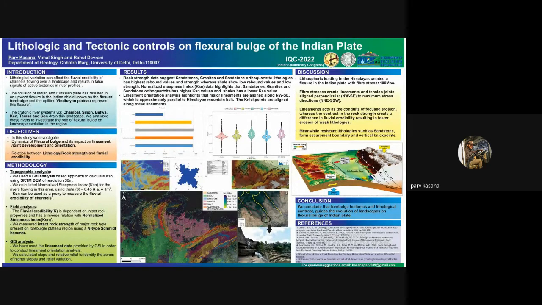Secondly, when we look at the steepness index along these lithologies, we find that the shales again show lesser steepness index values as compared to the other lithologies, which are the sandstones, granite, sandstone orthoquartzites, and the dolomitic limestone. Thirdly, if we look at the lineament orientation in this region, we find that most of these lineaments are aligned along the northwest-southeast direction, which is approximately parallel to the Himalayan mountain belt. We also found that the major nick points are aligned along these lineaments.